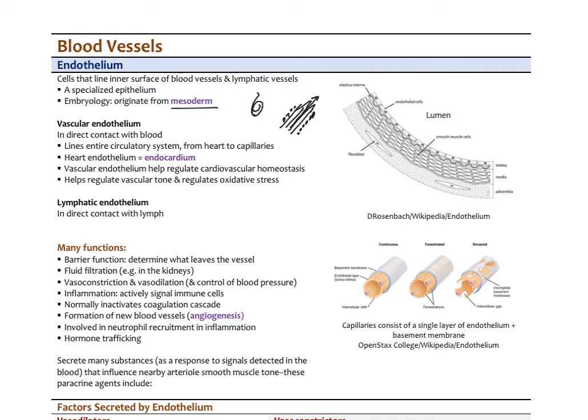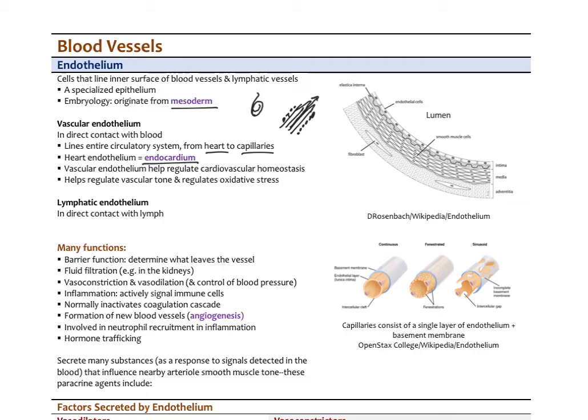So again, if we look at vascular endothelium, this lies in direct contact with the blood. Again, it lines the entire circulatory system from the heart to capillaries. And in the heart, the endothelium is given a special name. We call it the endocardium. So the very innermost layer of the heart, the endocardium, is made up of endothelium. The vascular endothelium helps to regulate cardiovascular homeostasis, and I'll show you how that happens here shortly. And it also helps to regulate vascular tone and regulates oxidative stress, free radical damage, and so forth. Lymphatic endothelium is in direct contact with lymph, so a little different.